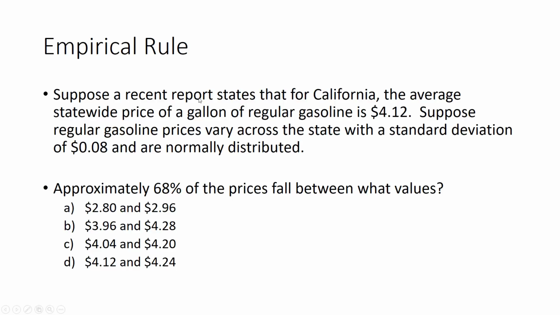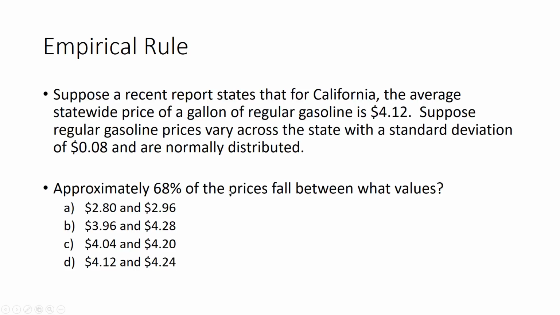So it says, suppose a recent report states that for California, the average statewide price of a gallon of regular gasoline is $4.12. So the average is $4.12. Suppose the regular gasoline prices vary across the state by 8 cents. So now you can kind of get a feel of what standard deviation means. Okay, so in other words, we're varying. The spread is only by about 8 cents.